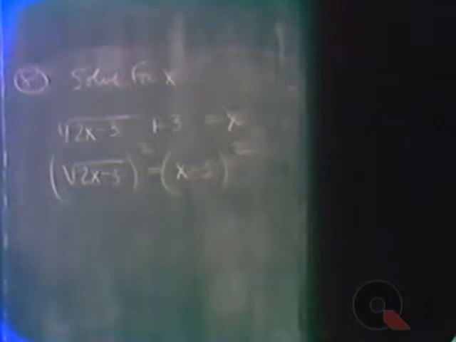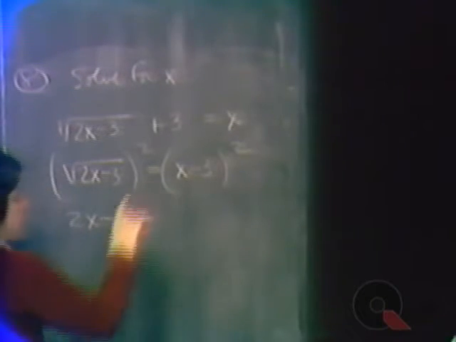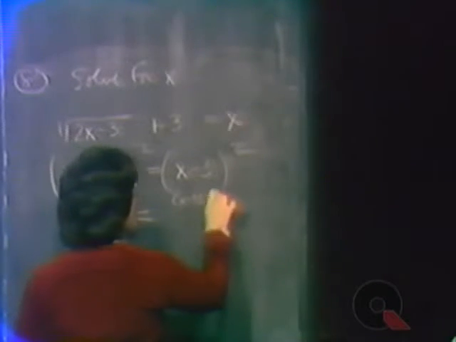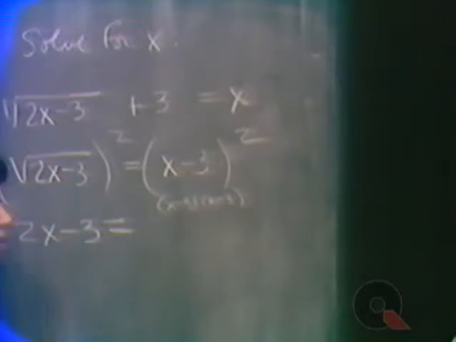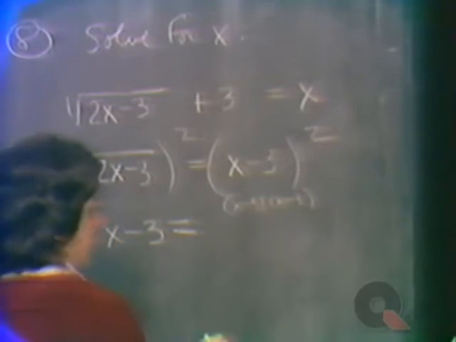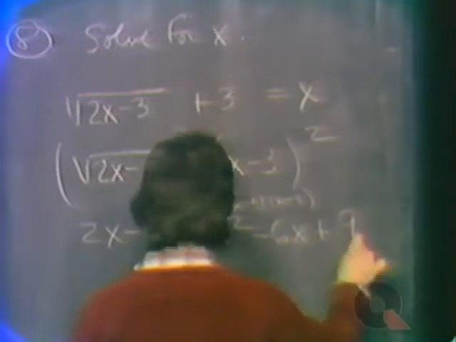When you square the square root of 2x minus 3, you just get 2x minus 3. X minus 3 squared means x minus 3 times x minus 3. It's not just x squared minus 9 or anything like that. You actually have to multiply it out by FOIL: x squared minus 6x plus 9.